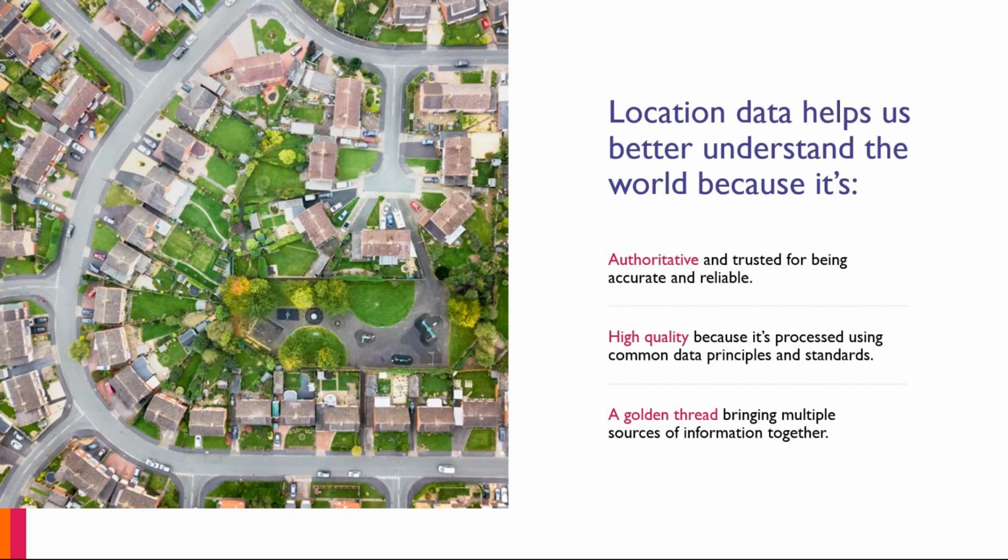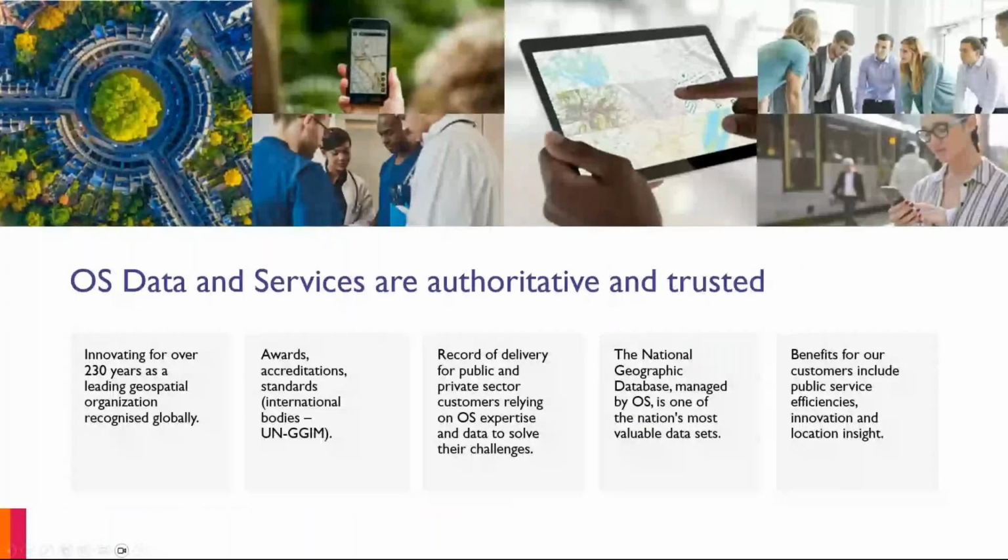And it's all about understanding patterns and trends, which is much easier when placed in that geographic context. It's about authoritative, trusted data, high quality, and interoperability. Three key principles about understanding place. And here at Ordnance Survey, as we are Great Britain's national mapping agency, our data and services are recognised as authoritative and trusted for the reasons on this slide here.